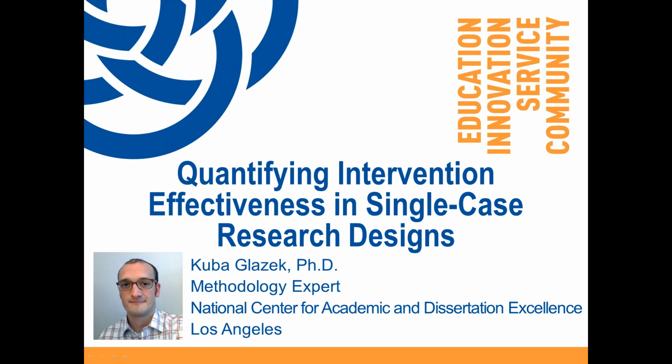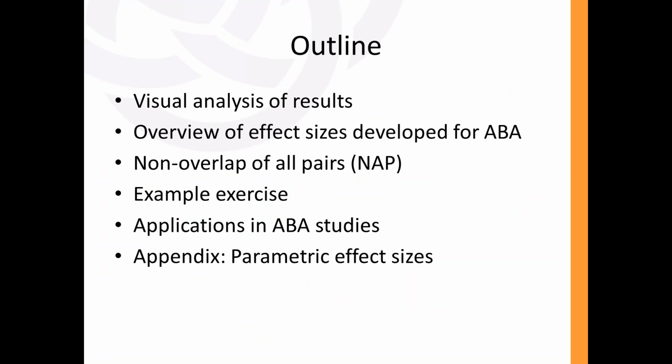And what I want to do first is give you a brief outline of the presentation. The first part of which is, again, visual analysis of results and how this is the historical standard in applied behavior analysis. And then we'll look at how effect sizes have been developed for ABA. I'm going to give a few examples. There have been a ton of them developed, but what I want to focus on is this specific one called non-overlap of all pairs, or NAP. It has a lot of advantages, very few shortcomings, and it's also easy to calculate. I've sifted through the literature and looked at what's out there, and this seems to be the standard that's been developing over the last 10 years or so.